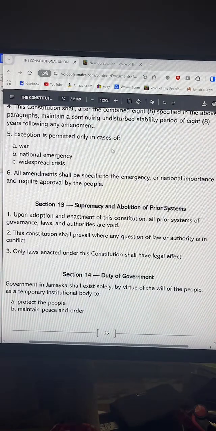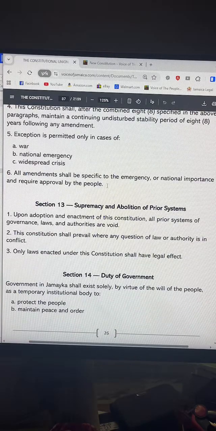Exception is permitted only in case of war, national emergency, or widespread crisis. All amendments shall be specific to the emergency or national importance and require approval by the people. Again, any national decision, any important decision affecting any territory or the nation would need to be approved by the people. Right? We are maintaining the power of making decisions instead of giving that power away to some created artificial body.